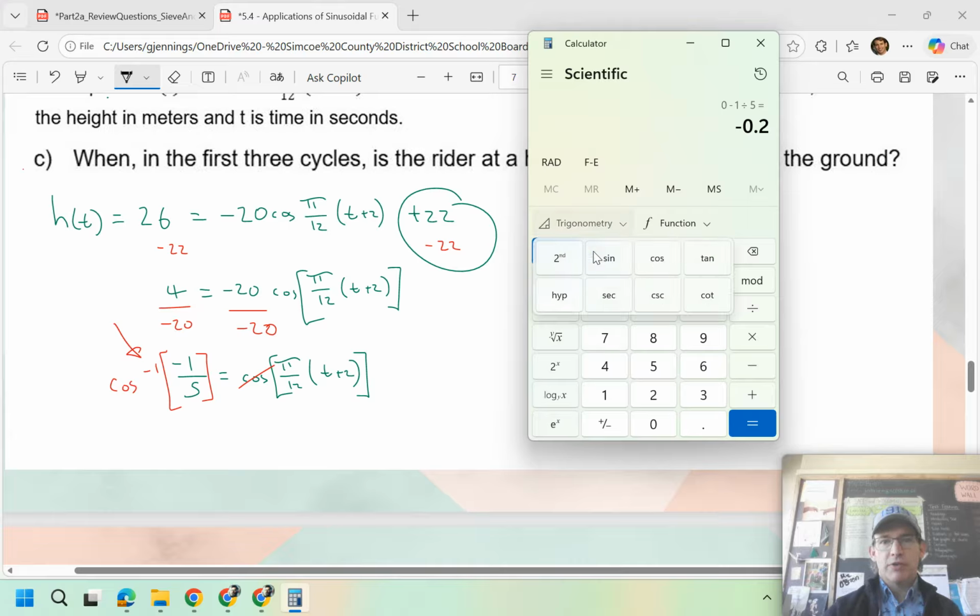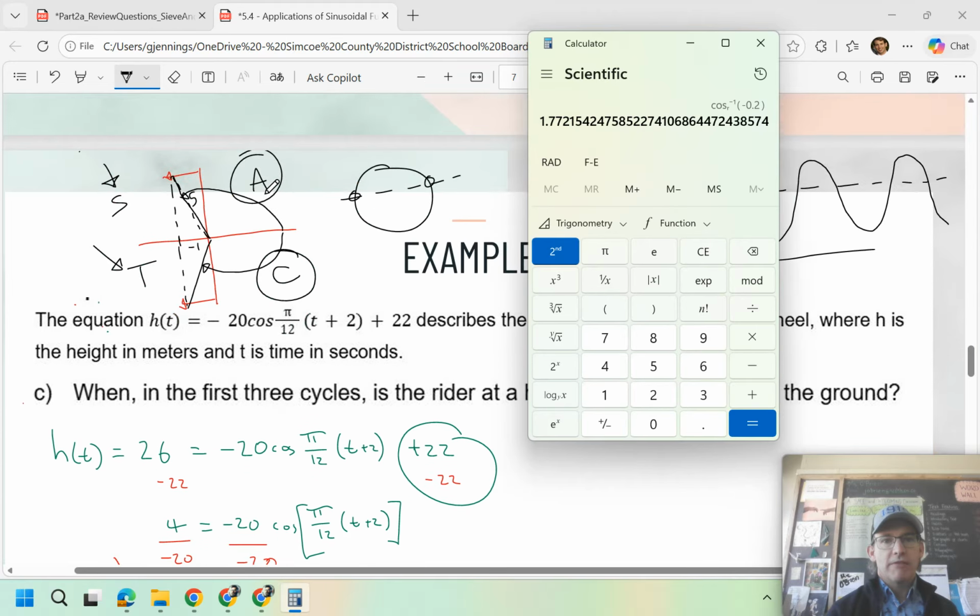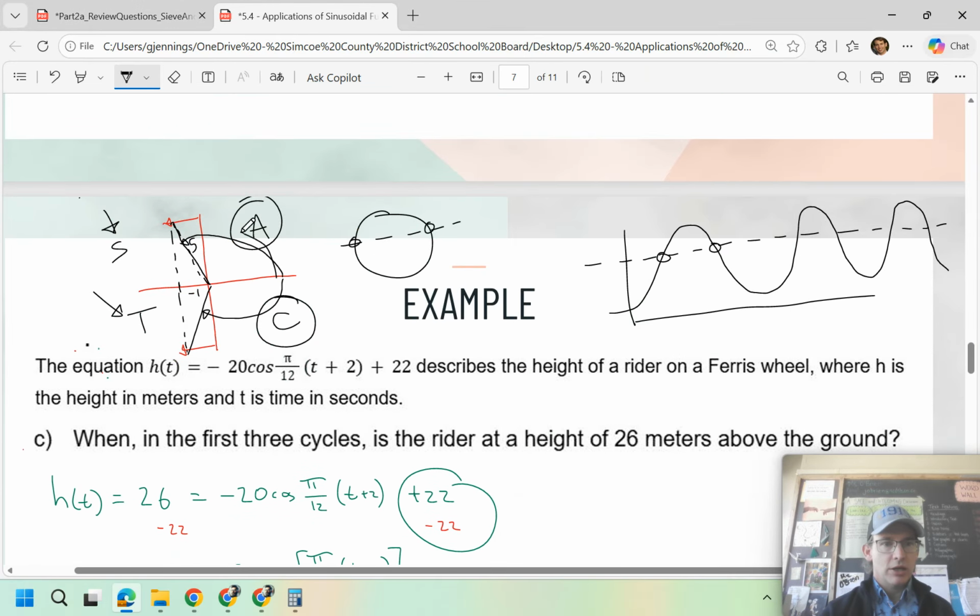I do second function, inverse cosine of that, and I get 1.77. And I ballpark the radians at 2, and so there it is, 1.77. Not that great a ballpark, but close enough. Okay, so that is the first one that we get. That's here, like that. If I wanted this one, how am I going to get that?